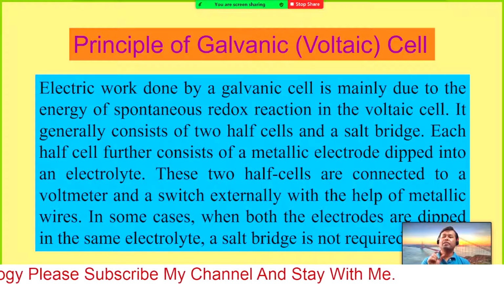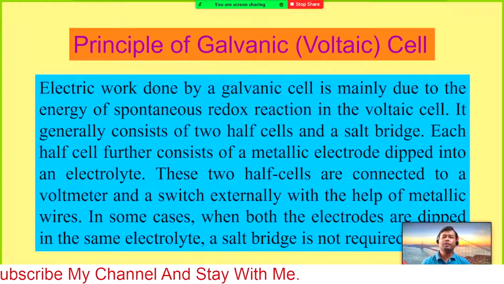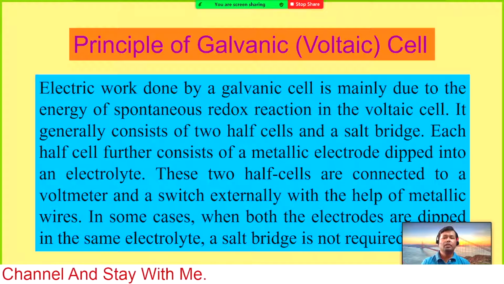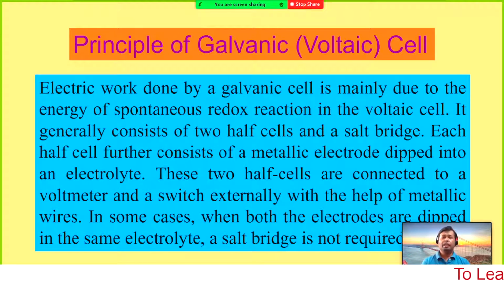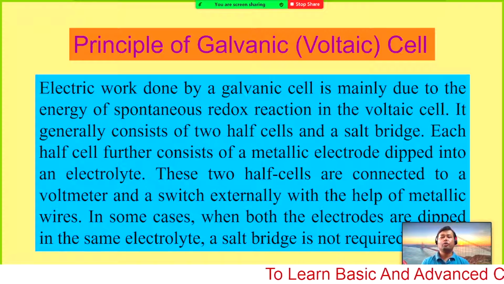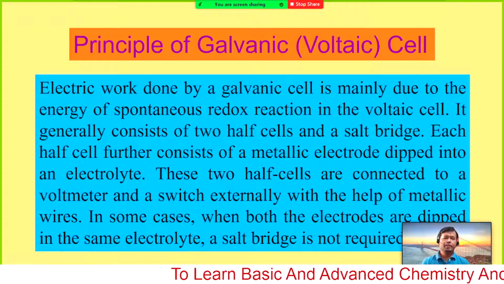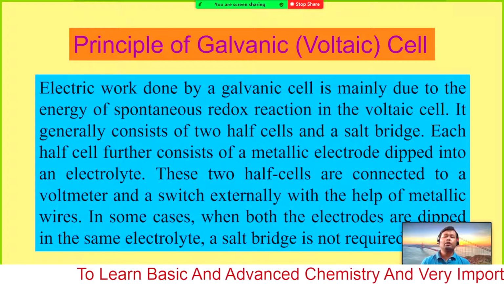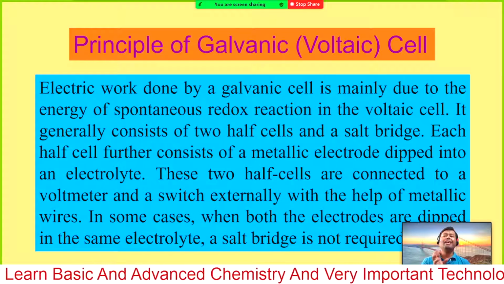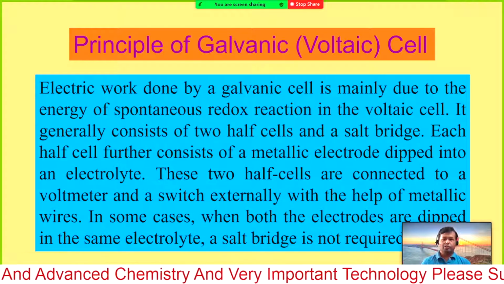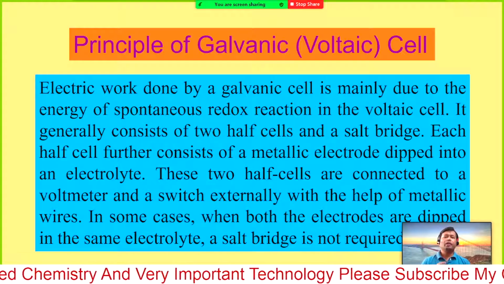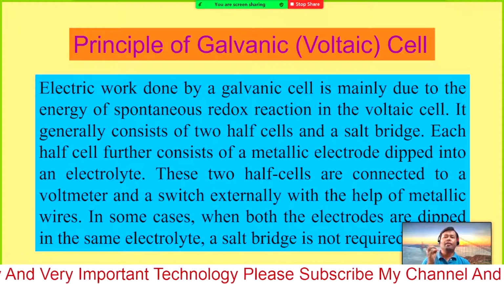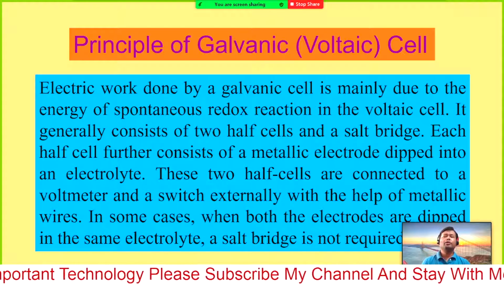It must have an electrolyte solution or electrolyte paste, and the electrode. These two half cells are connected to a voltmeter and a switch externally. The voltmeter is just to check if electricity is being generated. If you put some electronic device, like a light or bulb, you can also confirm the presence of electricity.